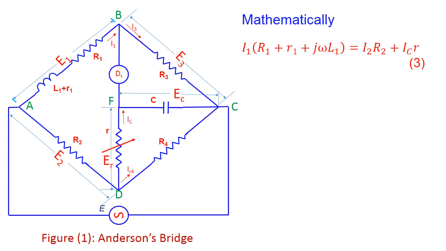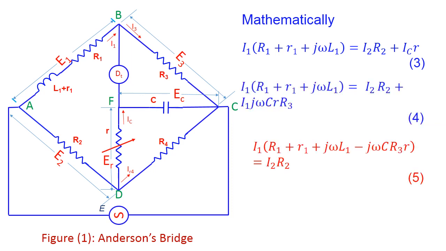Arm 1 voltage E1 is equal to arm 2 voltage E2 plus the voltage drop across resistance r, that is Er. Mathematically it speaks I1 into R1 plus lowercase r1 plus j omega L1 is equal to I2 into R2 plus IC into r. Getting the value of IC from equation 2 and substituting this value in equation 3, we get I1 into R1 plus lowercase r1 plus j omega L1 is equal to I2 R2 plus I1 j omega C into lowercase r into R3.